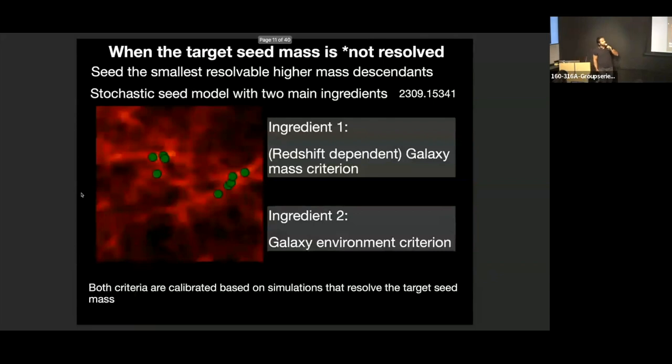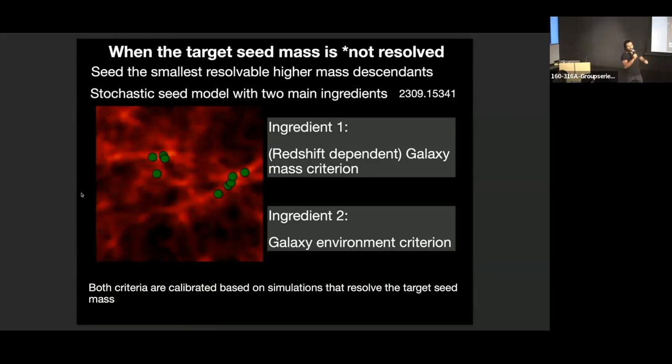Now let's come to the case which is most often encountered in cosmological volumes, where the target seed mass is not directly resolved. In this case, we developed this novel stochastic seed model where the idea is to seed the smallest resolvable higher mass descendants of our target seeds, depending on the resolution of the simulation.